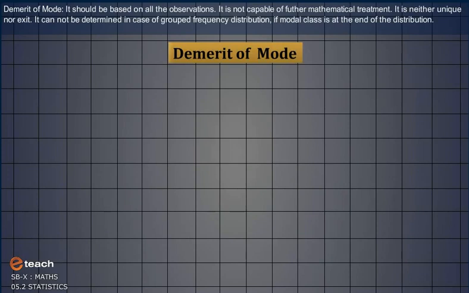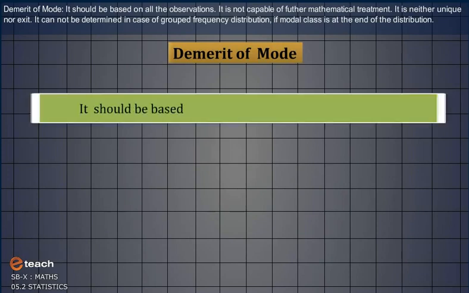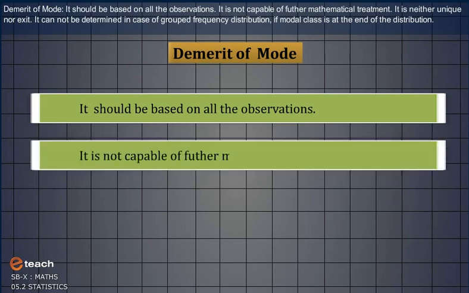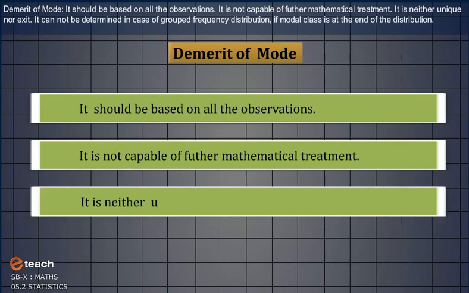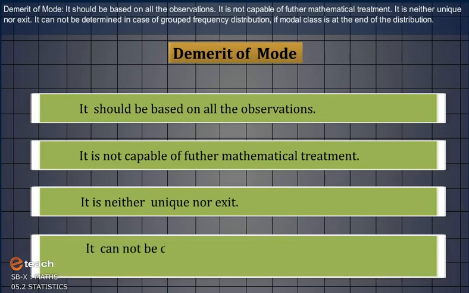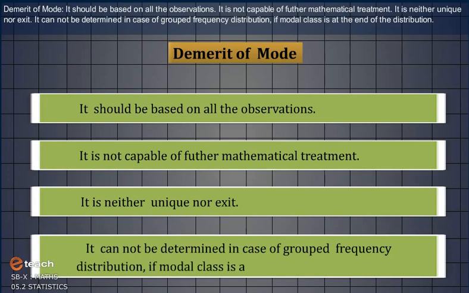Demerits of mode. It is not based on all the observations. It is not capable of further mathematical treatment. It is neither unique nor exact. It cannot be determined in case of a grouped frequency distribution if the modal class is at the end of the distribution.